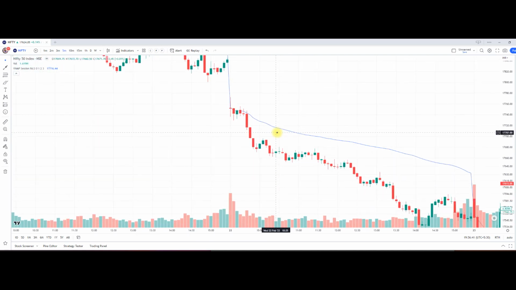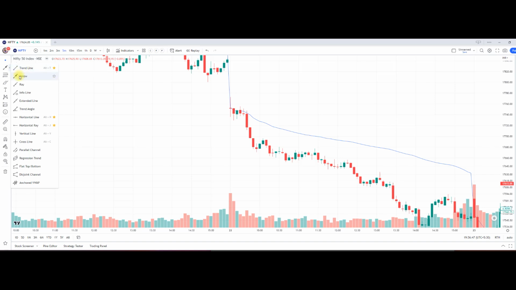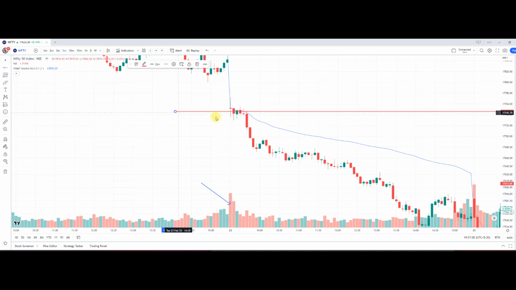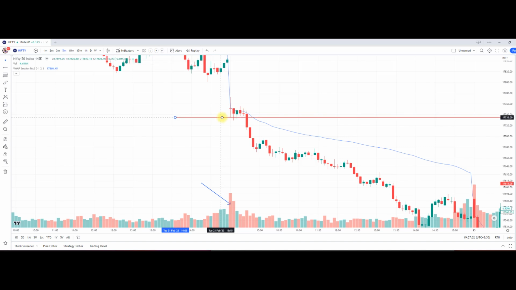So now how will we trade? Here we can see in this candle the volume is more when we compare to the previous candle. Here the volume is more. So when we see this red candle, that is the 9:15 candle of 22nd February, below this candle we can initiate the sell trade. Below this red candle we can initiate a sell trade.